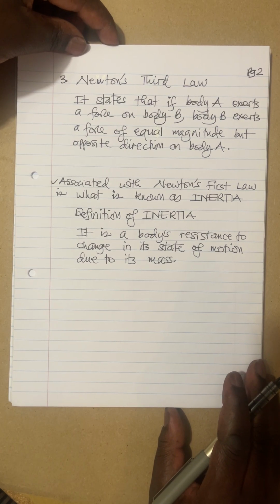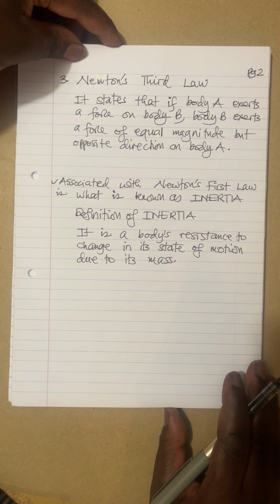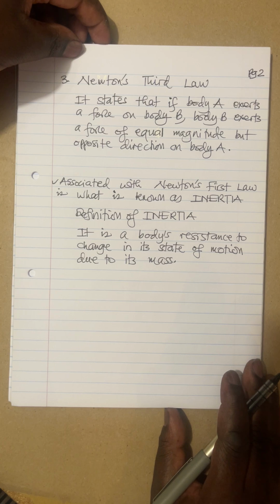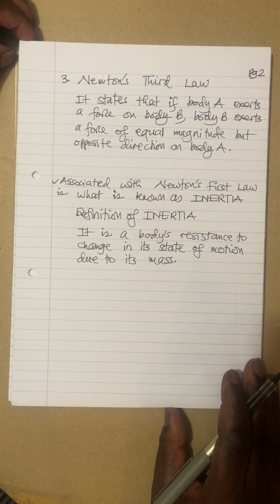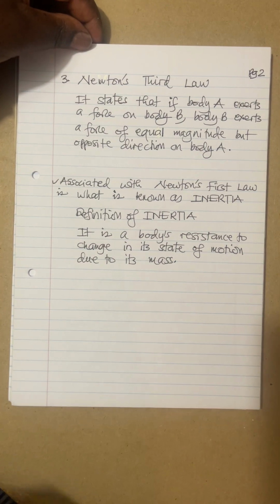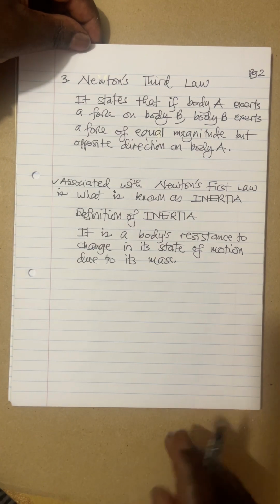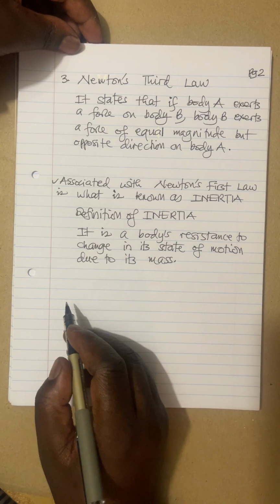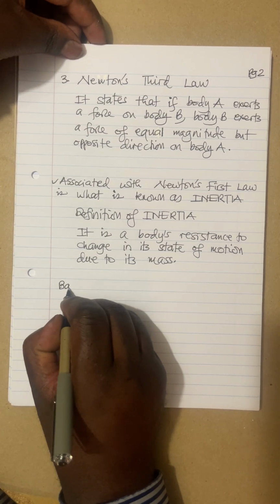Let me give you another example. If the helicopter is rising at constant velocity, let's say 5 meters per second, and a stone is dropped, that stone initially moves up at 5 meters per second and then falls. The reason it moves up initially at 5 meters per second, which is the same speed at which the helicopter is rising, is because of the concept of inertia, a body's resistance to change in its state of motion due to its mass.